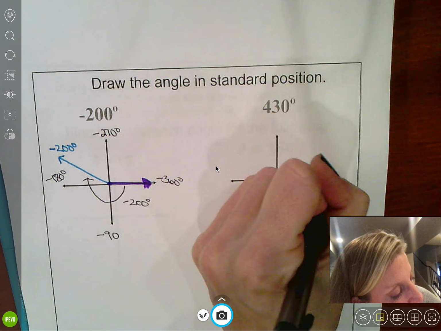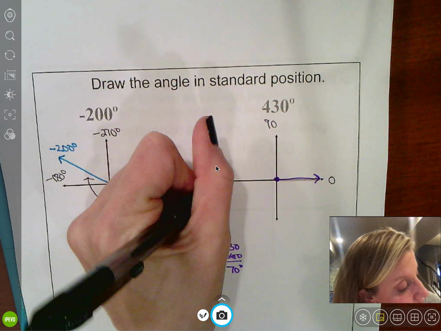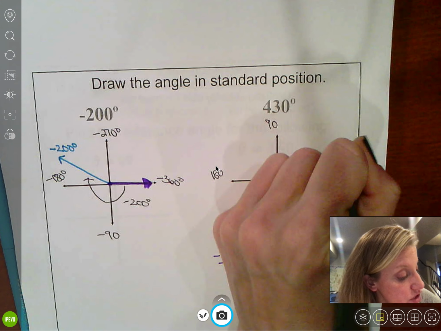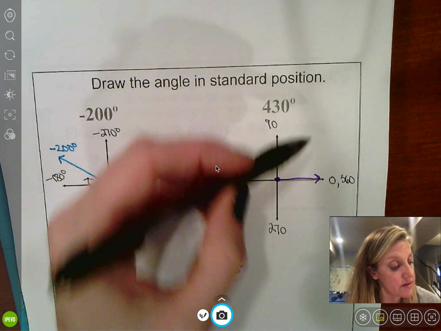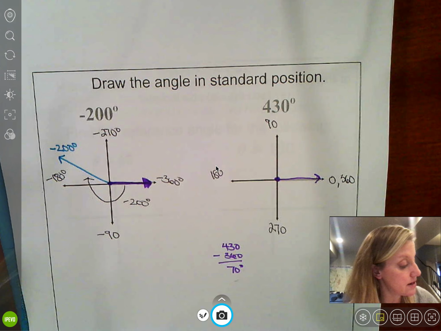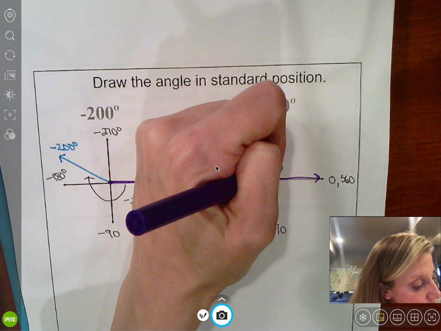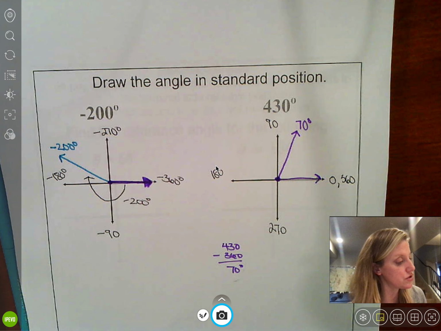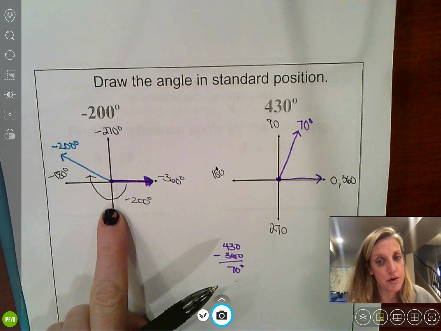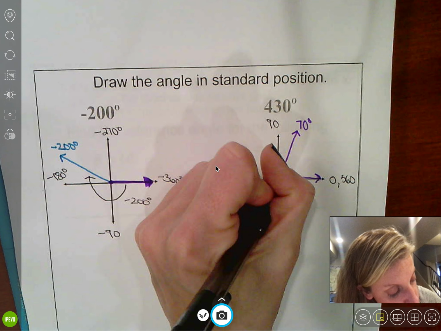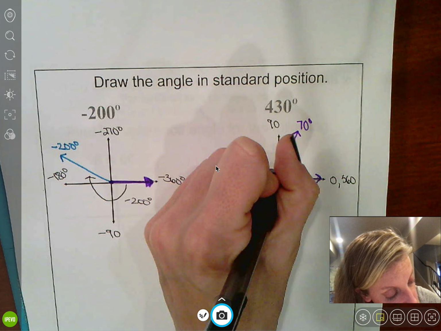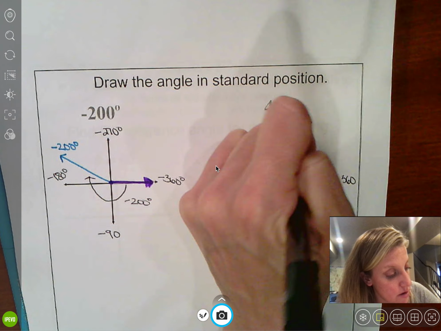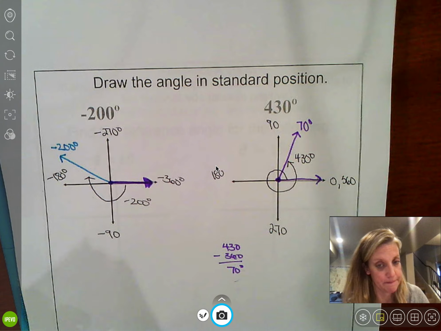So let's think about where that would be. 0 degrees, 90, 180, 270. All right, we've done a full rotation to get to 360 and we still have 70 left. So we don't want to rotate all the way up to the 90. 70 is pretty close. I'm going to guess it's right about there. And then what I like to do is draw my arrow so we remember that we've gone more than once around. I'm going to draw one full circle and then end it there. And then that has the 70 degrees or the 430 degrees.